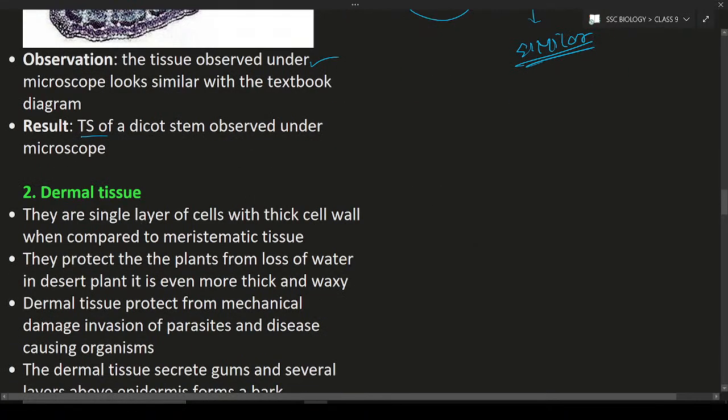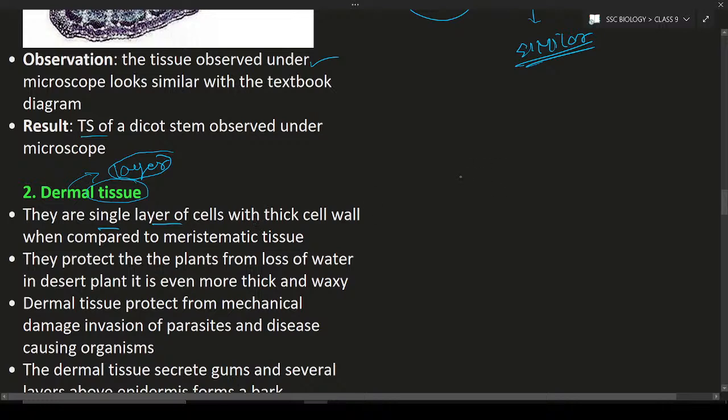What is dermal tissue? The term dermal refers to the layer. Tissue means similar cells. So cells of a similar type, shape and structure that are seen on the layers of the plant are known as dermal tissue. These cells form a single layer with a thick cell wall.